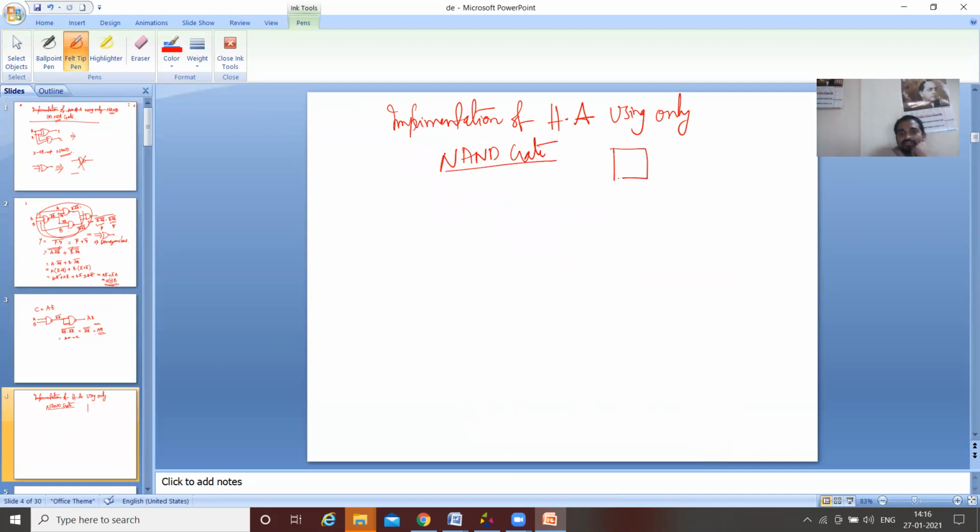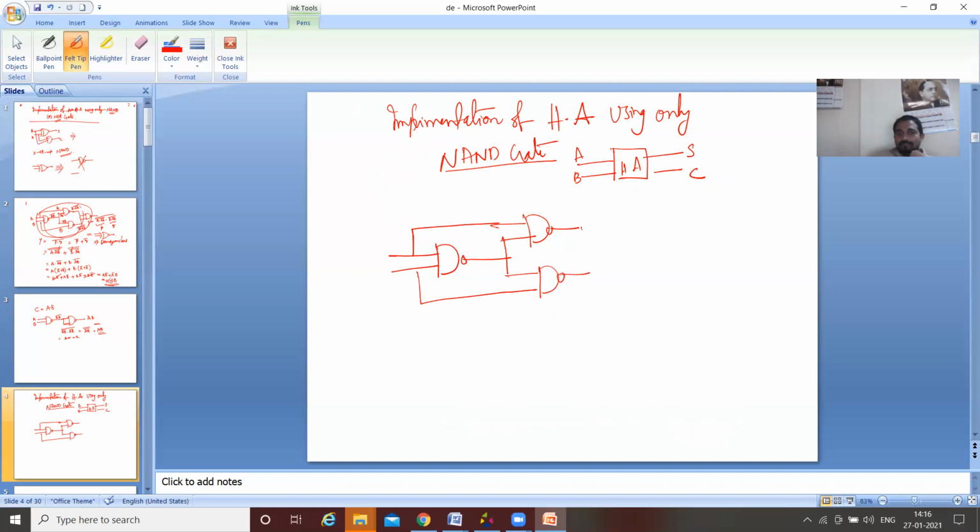See here, this is the half adder. A and B are the inputs, and the outputs are sum and carry. And here this is A and B.